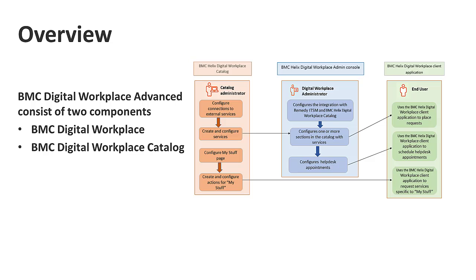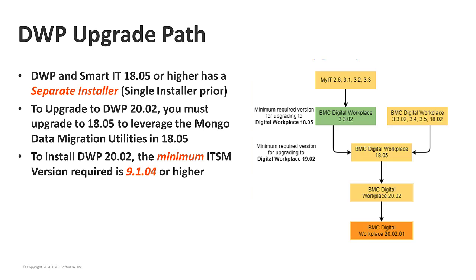Let's look at the left side of the diagram where you see the BMC Digital Workplace Catalog. It can be used to create and configure the services. You can create an independent service or one as part of a bundle, you can create banners, and you can create day 2 actions which will be populated within My Stuff. As I mentioned earlier, there is a separate installer for BMC Digital Workplace Catalog. Let's look at the DWP upgrade path.